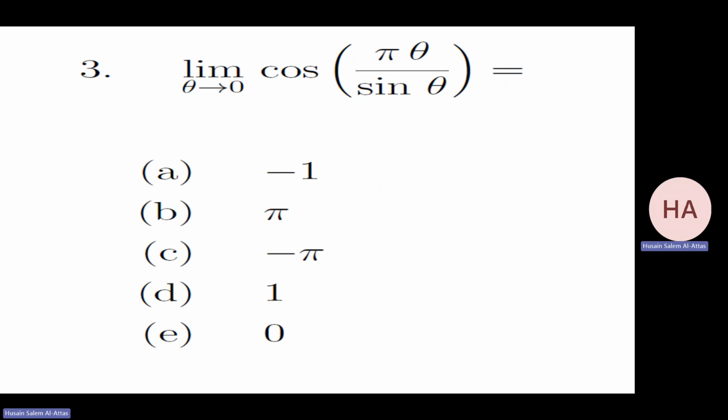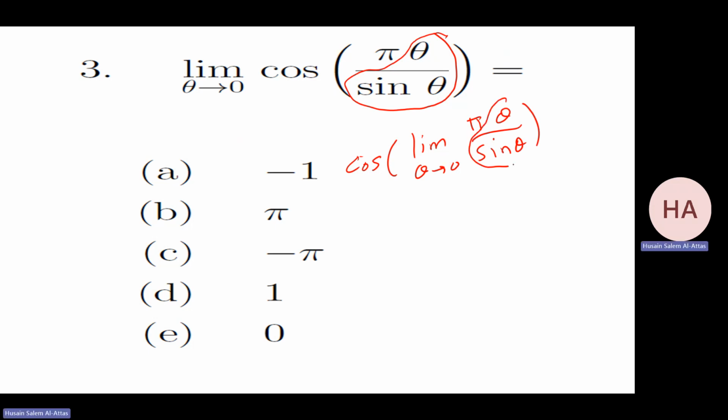You just divide. No need, actually. This is 1. Take the limit inside. So this will be cosine limit theta goes to 0 of pi theta over sine theta. As we said, this is 1 times pi. So it will be cosine pi, which is minus 1.